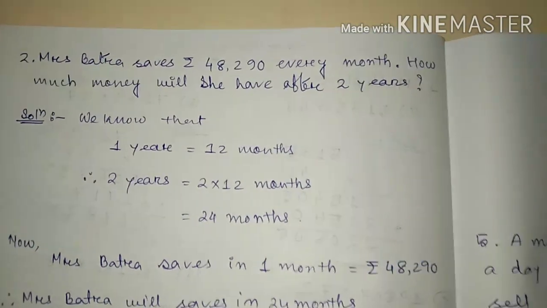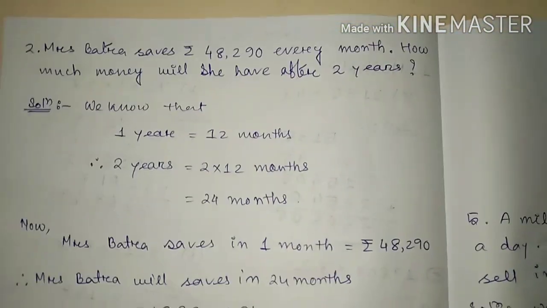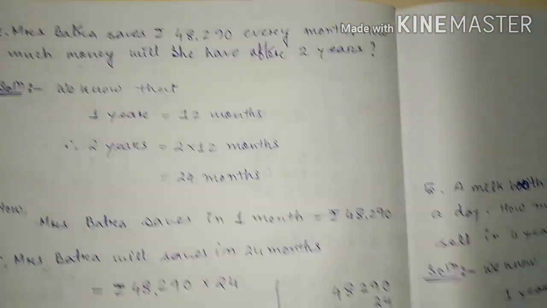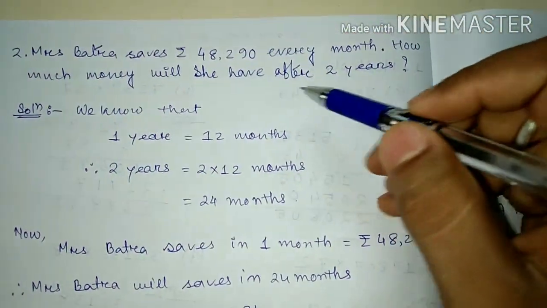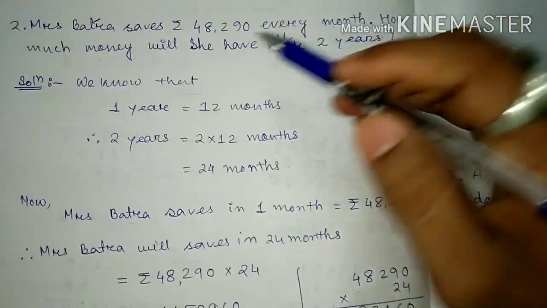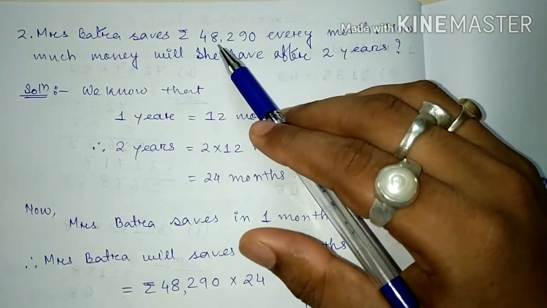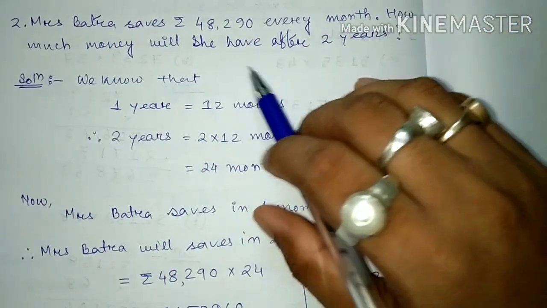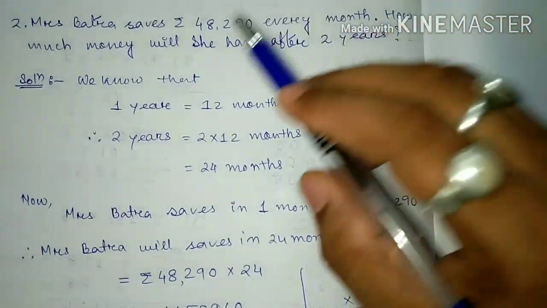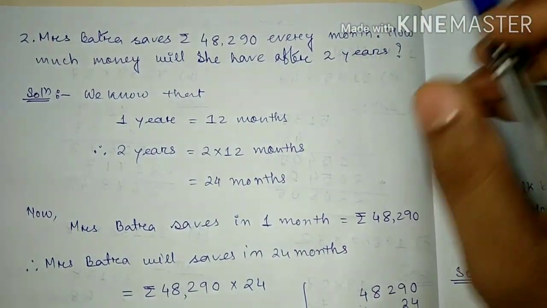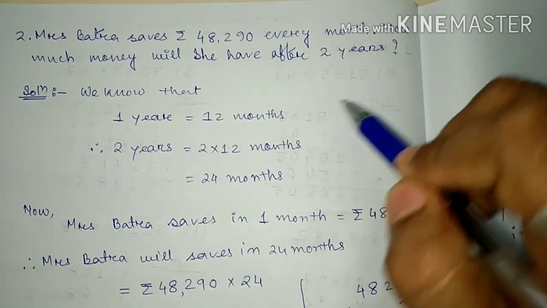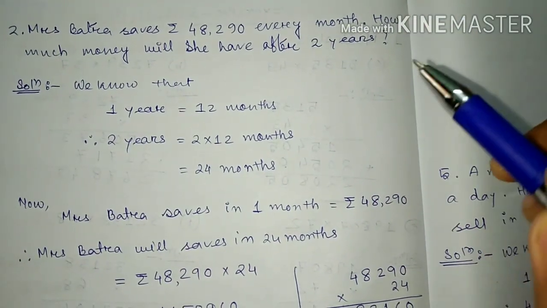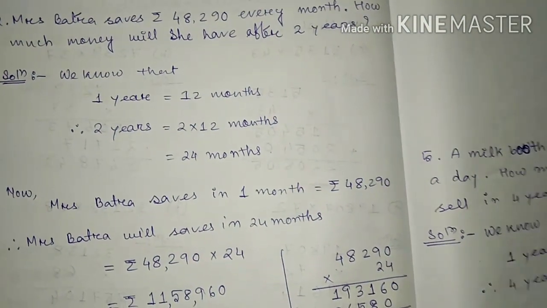So question number 2, it is given Mr. Bhatro saves rupees 48,290 every month. In every month he saves 48,290. How much money will she have after 2 years? So after 2 years, how much money will she have actually?